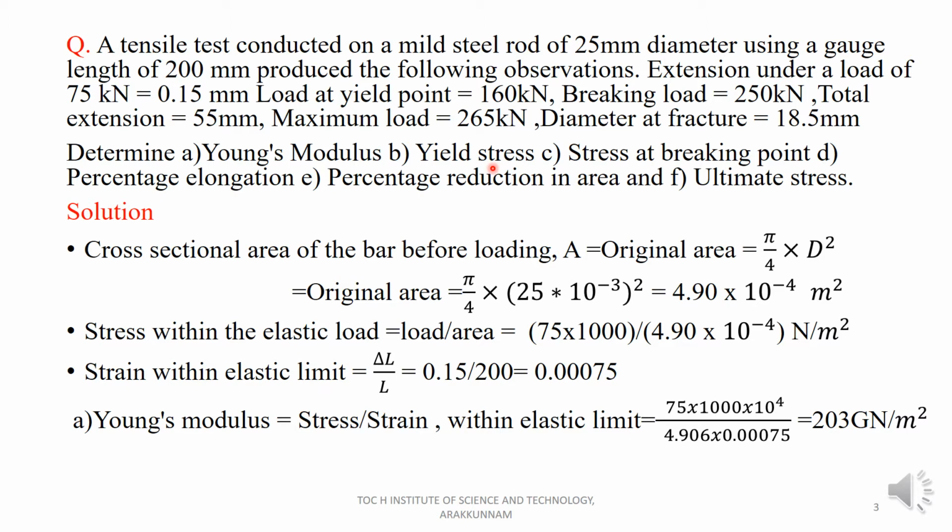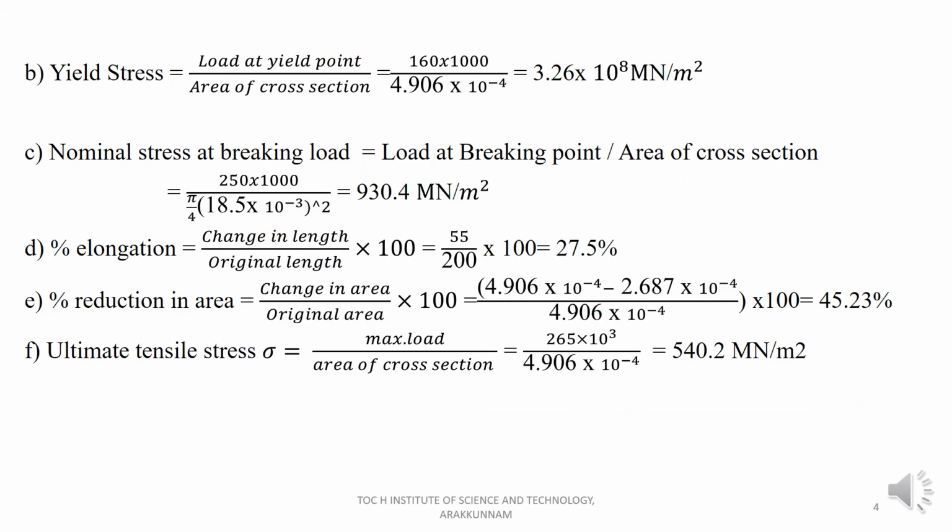So yield stress is equal to yield load divided by original area of cross section, and it is given that the load at yield point is equal to 160 kilonewton. So 160 into 10 raised to 3 divided by the original area, you will get the value of yield stress as 3.26 into 10 raised to 8 meganewton per meter square.